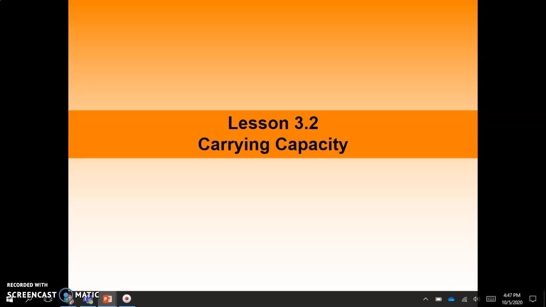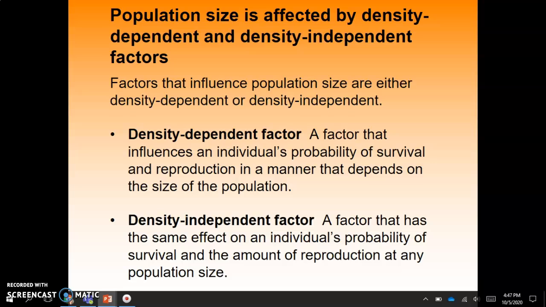Today we're going to move into talking about the way that populations can grow and then kind of what happens when they reach their limit. So we're going to go ahead and jump into this today, and again we're going to be focusing on the concept of carrying capacity. So population sizes are affected by different factors, and there's two different types of factors we need to know about. One is density dependent and one is density independent.